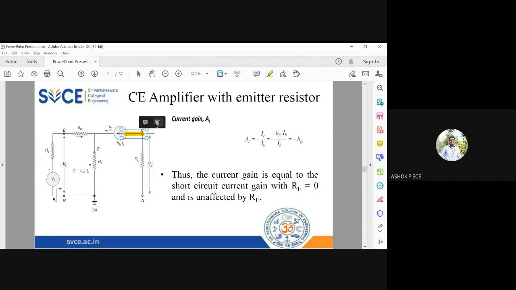First, you draw the h-parameter model, then you draw the additional components. So HIE will come, HFE IB will come, then RE will come. RE is there because I'm adding it for stability purposes. Then you will have the RL, which is the load resistance across which I'm measuring the output voltage. So across RL, I measure V naught or VC.